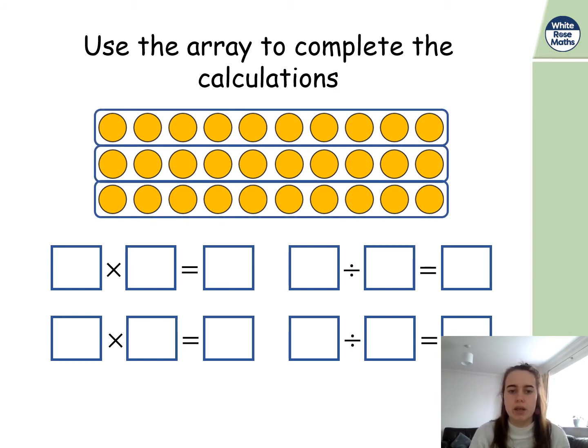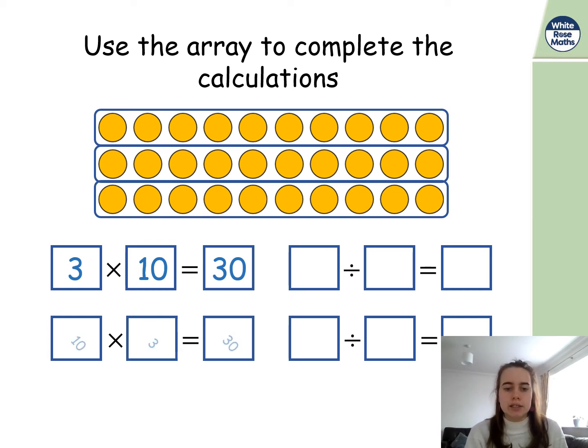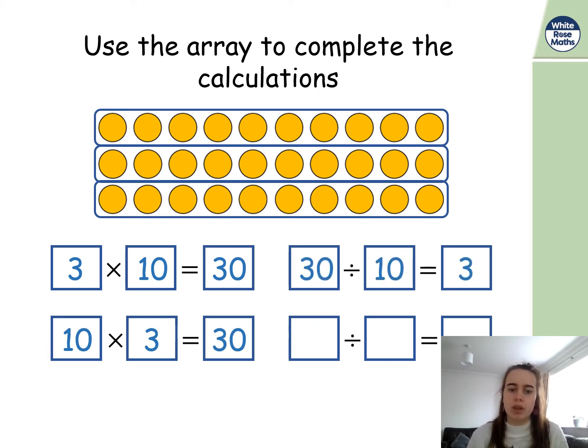So here we've got 3 groups of 1, 2, 3, 4, 5, 6, 7, 8, 9, 10, because we are of course dividing by 10 today. So we've got 3 groups of 10, so that's the same as saying 3 multiplied by 10 equals 30. Remember, count those up: 10, 20, 30. Remember, we can also switch them around, so 10 multiplied by 3 equals 30.